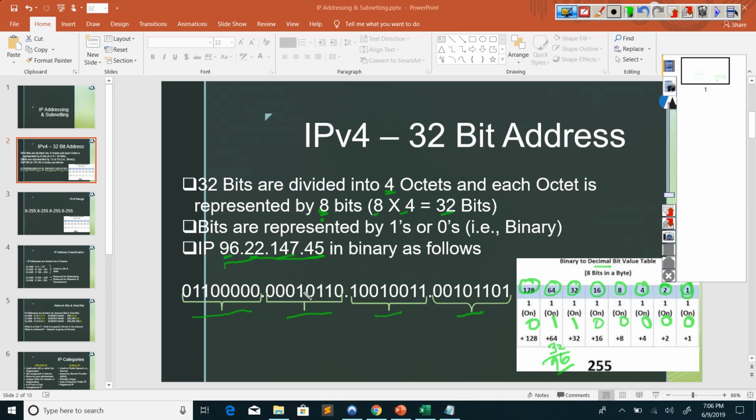The same way for 22, which is represented by the 5th bit, 3rd bit and 2nd bit. Those bits are on and the rest are zeros. If you add them, that is 16, 4 and 2, which gives 22. So that's how it is represented. This is the binary representation of 96, 22, 147 and 45. This is how the IPv4, the 32-bit address, is represented.